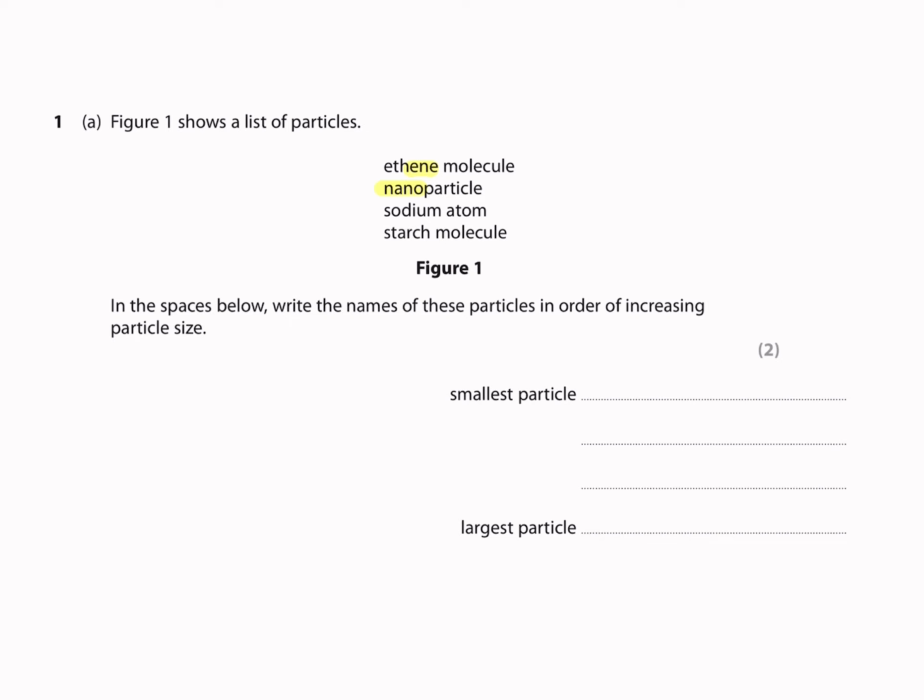I then always go through and highlight things that stand out. It's a good exam tip, and I really would recommend that you do this. So I've highlighted ene, nano, atom and starch because that's what stood out there. Then increasing particle size, starting with the smallest, ending with the largest. You'd be surprised how many people accidentally get that the wrong way, so make sure you know going forward. And it's worth 2 marks.